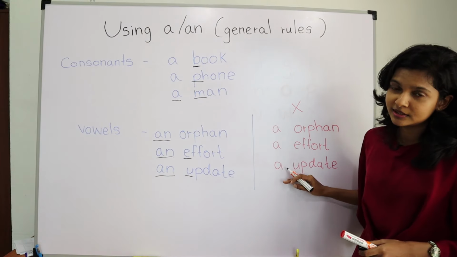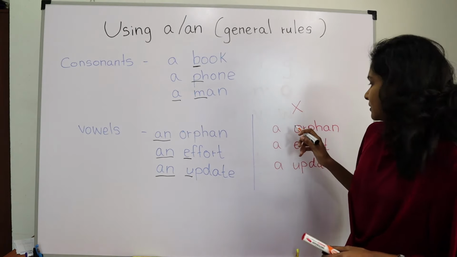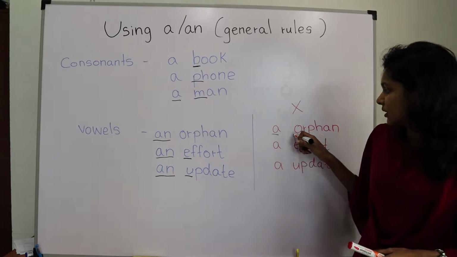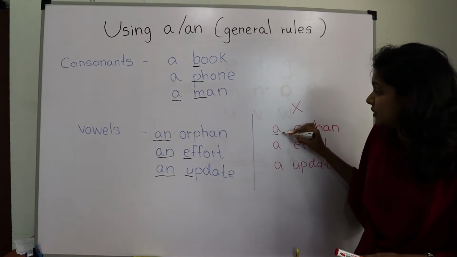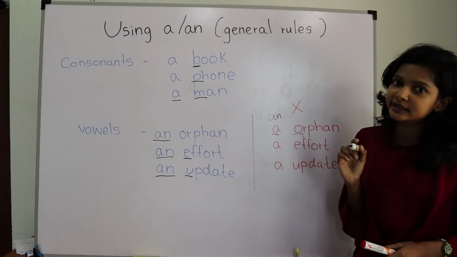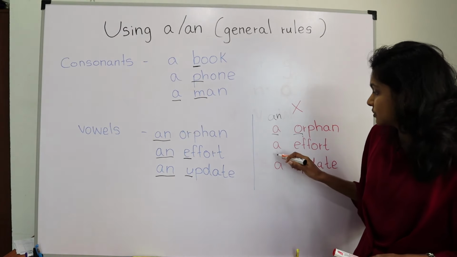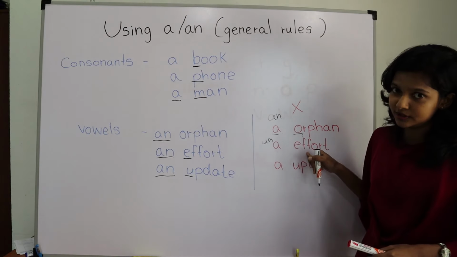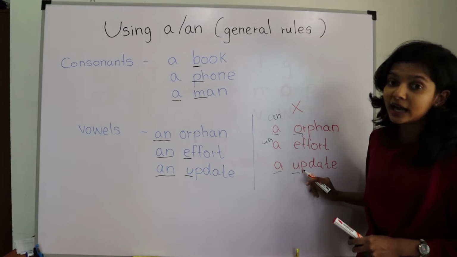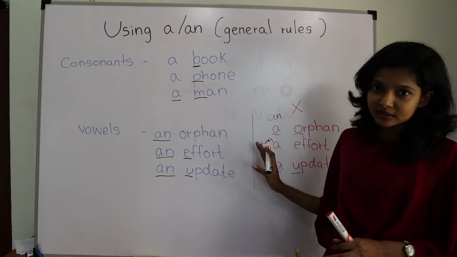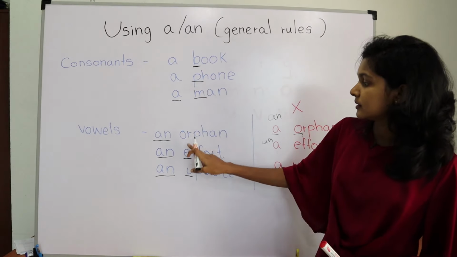In this side I have mentioned the common mistakes sometimes we do. Normally when people speak or write, sometimes they say a often. This is wrong because this O is a vowel, so definitely you have to use the article an. This one also, a effort. We never say a effort, use it as an effort. This one also, don't say a update, that should be an update. So these are the general rules on how to use a and an articles when we write them in front of these words.